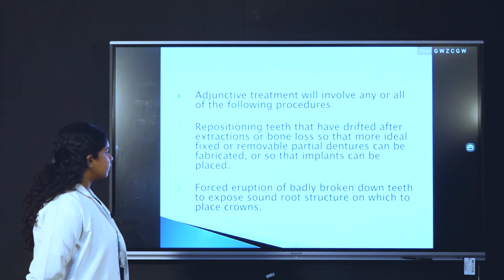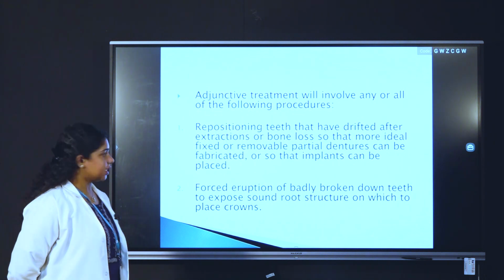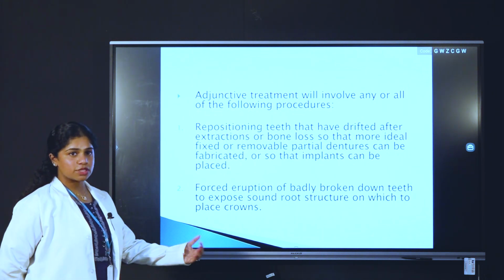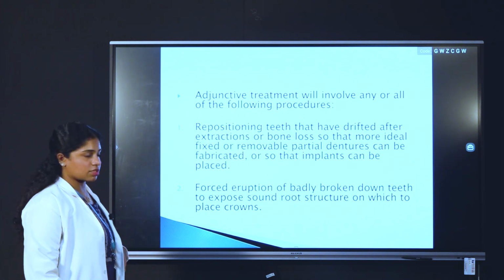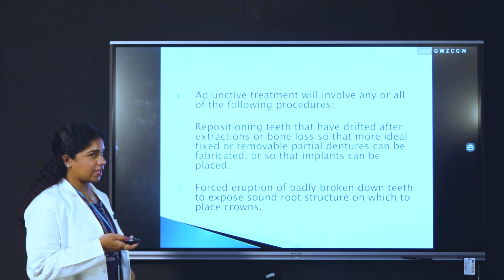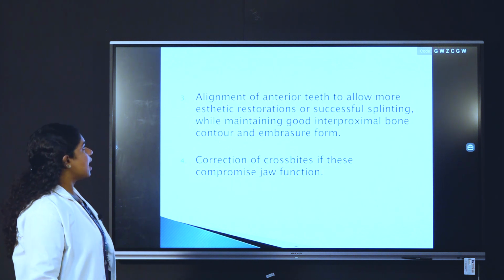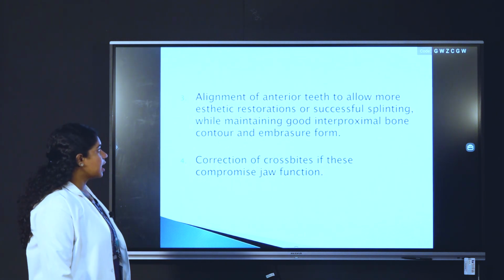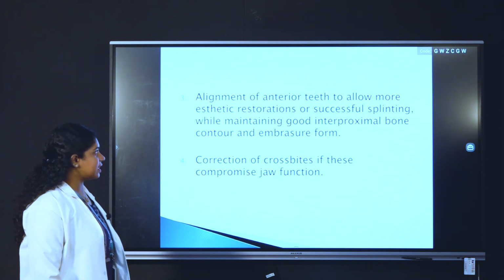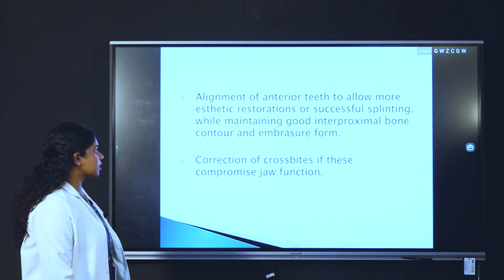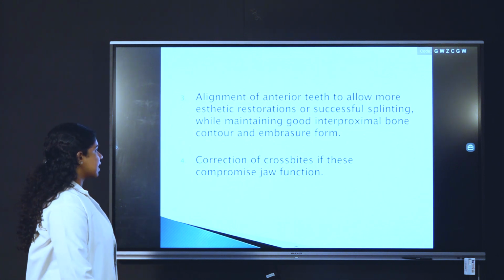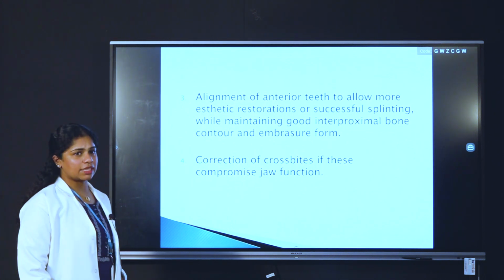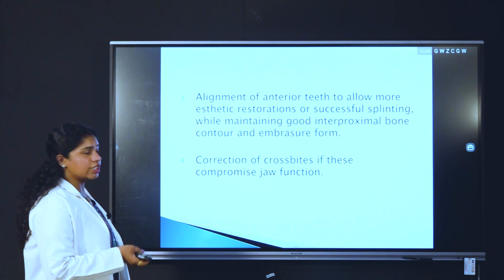Forced eruption of badly broken teeth, so as to expose a proper sound root structure to which crowns can be placed later on. Alignment of anterior teeth to allow more aesthetic restorations, or successful splinting while maintaining good interproximal bone contour and embrasure form. Correction of cross bites if these cross bites are compromising any jaw function.